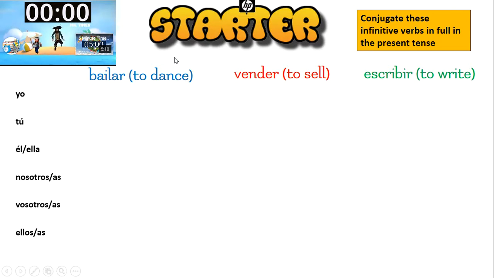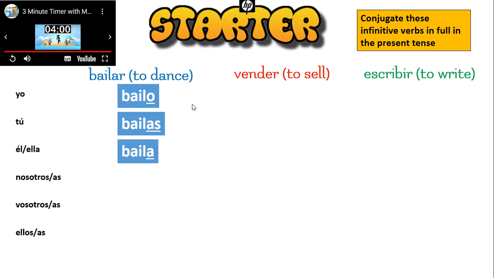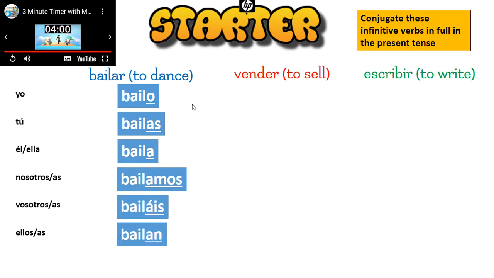Okay, right, let's have a look at the answers. So when you're conjugating, the first thing you need to do is take off your ending. So you would take the AR off bailar and you would add your endings back on. So you should have bailo, bailas, baila, bailamos, bailáis, bailan.